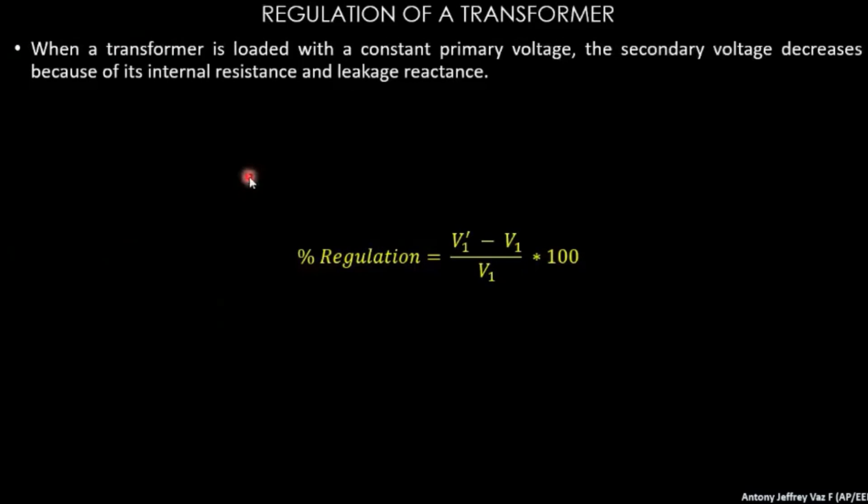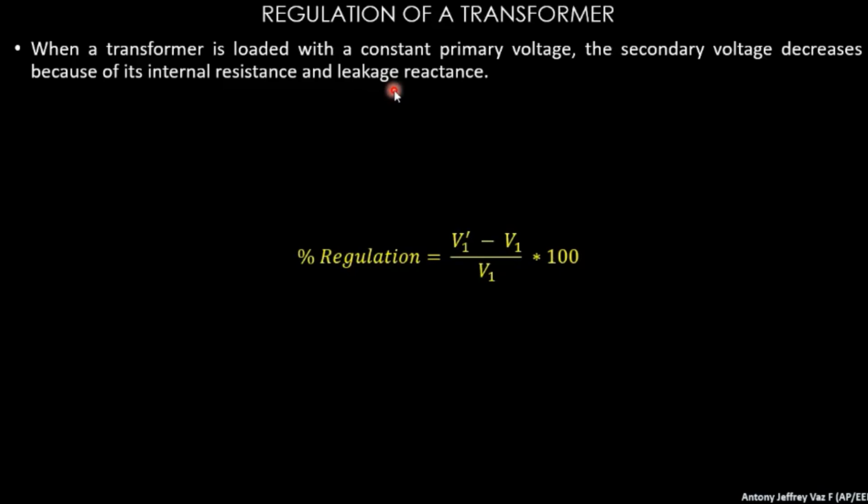And this is the last topic, the regulation of a transformer. What is meant by regulation? When a transformer is loaded with a constant primary voltage, the secondary voltage decreases because of its internal resistance and leakage reactance. So when a transformer is being loaded, the secondary voltage starts to decrease irrespective of the primary voltage.